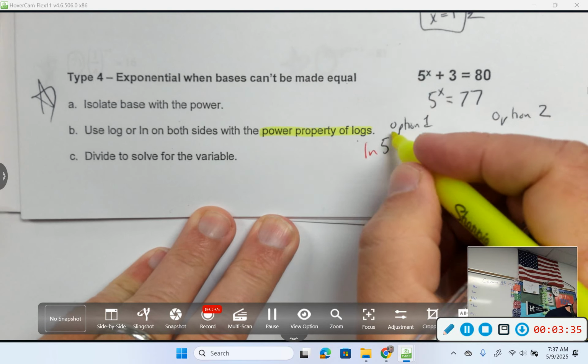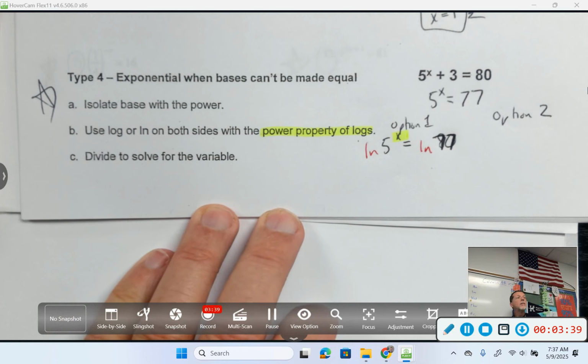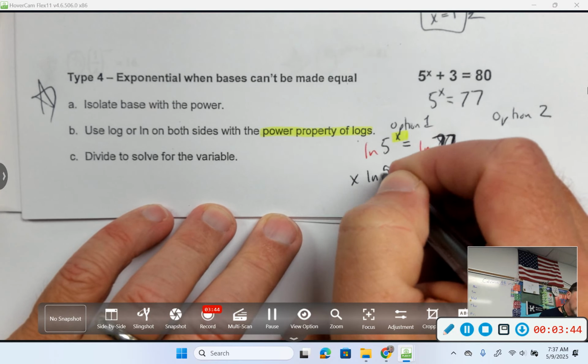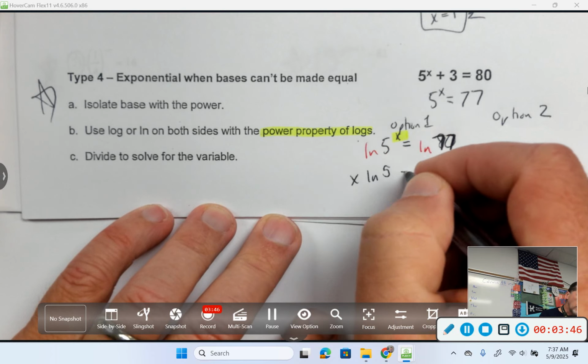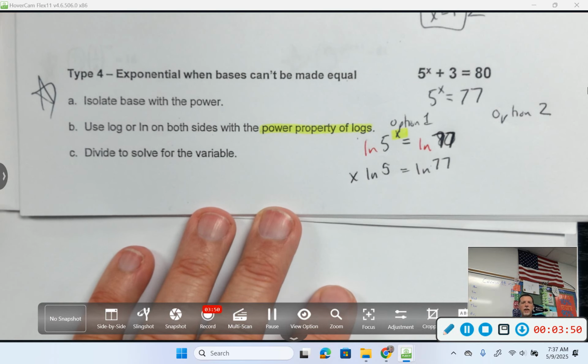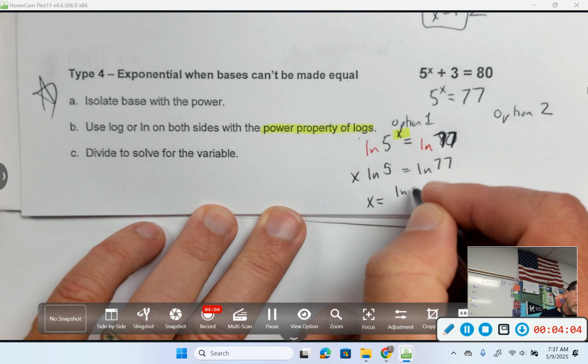If I highlight that x, does that remind you of something we could do with that x? We could put the x out front. And so that's why we like to log both sides, because that exponent is now a coefficient. And natural log of 5 and natural log of 77, I don't know what they are, but the calculator does. So what could I do to solve for x? Divide by natural log of 5.